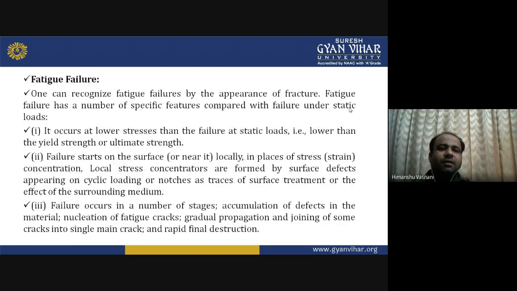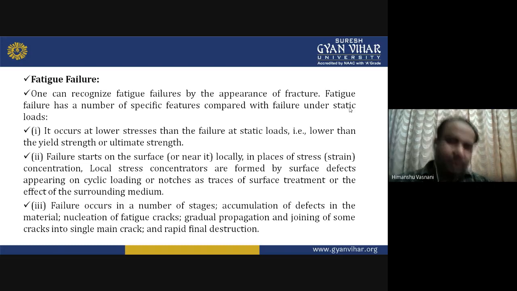Then fatigue failure. One can recognize fatigue failure by the appearance of fractures. Fatigue failure has a number of specific features compared to failures under static loads. It occurs at lower stresses than failure at static load, that is, lower than the yield strength or ultimate strength.